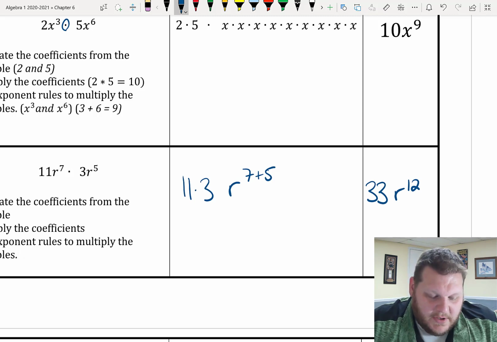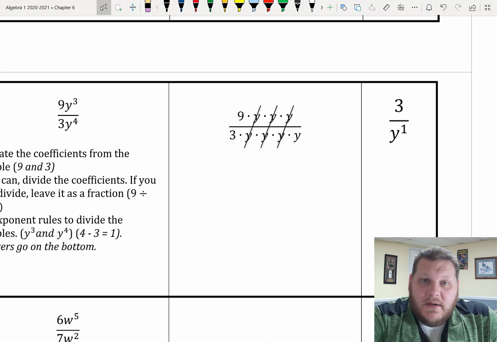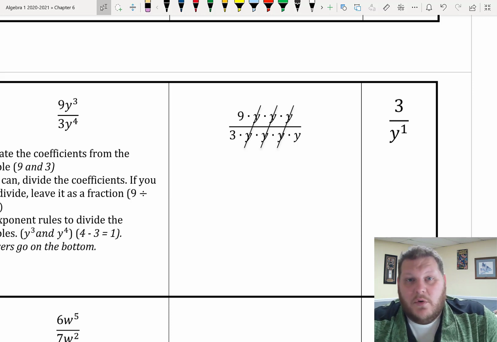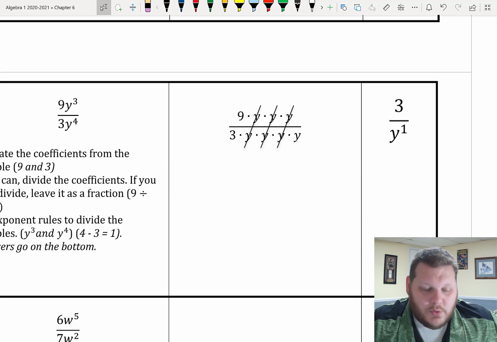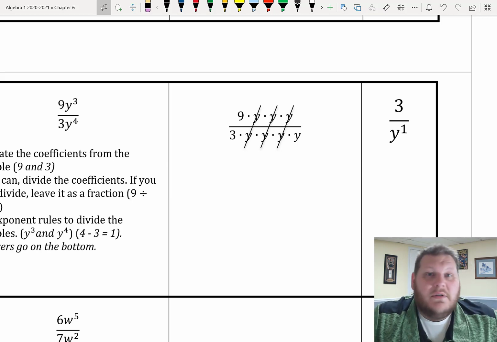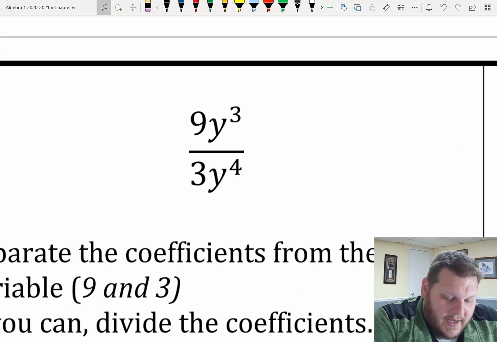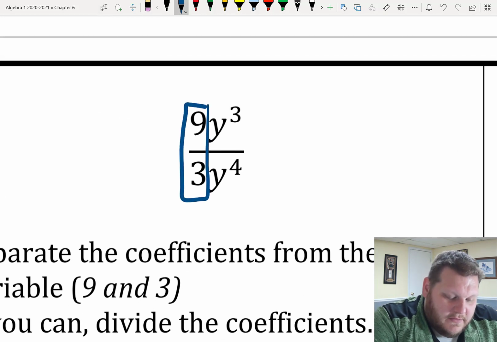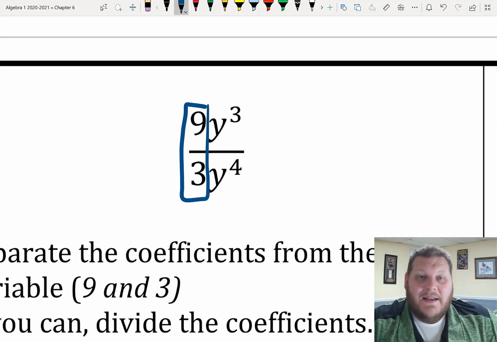Okay. Let's go ahead and jump into division problems. Division, again, a little more complicated because now I have a fraction or two numbers to divide, and then worrying about also my subtraction rule for what we'll eventually call my quotient rule. But it's still dealing with them as two separate things. I focus on one thing at a time. I first start with my coefficients. So that fraction 9 over 3, I simplify that down and reduce it as far as possible, just as if it was a fraction that I was dealing with.